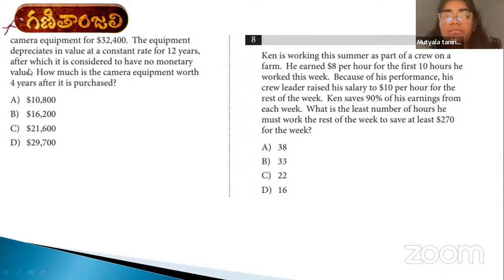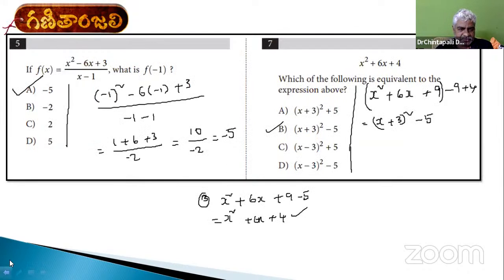Yes, sir. Camera equipment for $32,400. The equipment depreciates in value at a constant rate for 12 years, after which it is considered to have no monetary value. How much is the camera equipment worth 4 years after it is purchased?